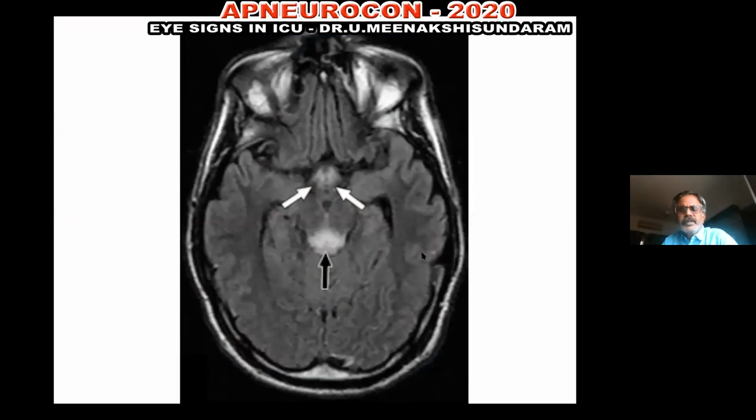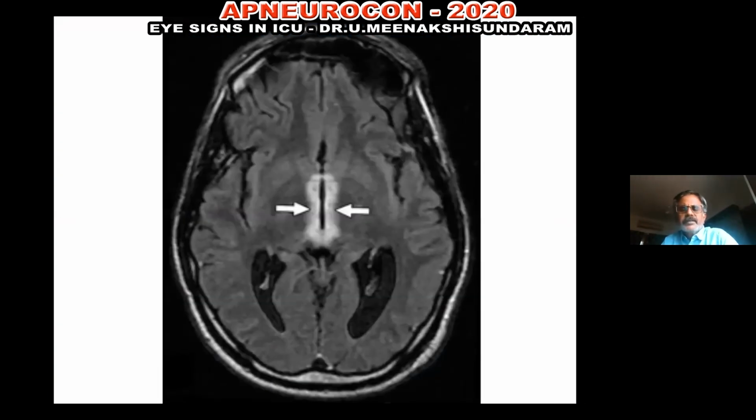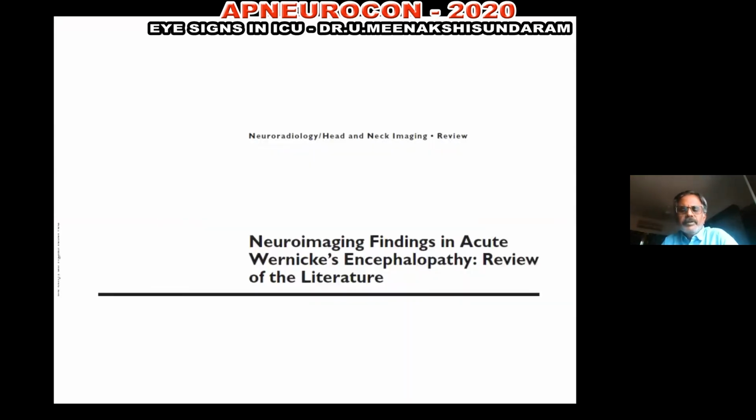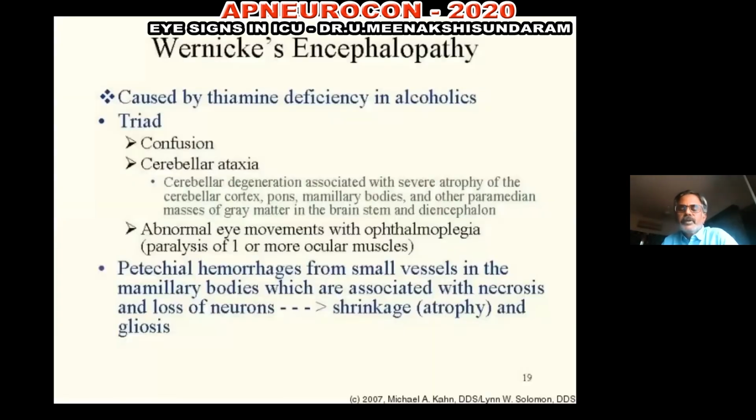I'll skip this. Okay. So when you see an MRI like this, and with other features like this, what are we likely to think of? We're likely to think of Wernicke's encephalopathy in a patient who was confused, who has eye movement abnormalities, and shows MRI changes. Then we know that Wernicke's encephalopathy is caused by thiamine deficiency, and the triad is confusion, cerebral ataxia, and ophthalmoparesis, paralysis of one or more ocular muscles, petechial hemorrhages of small vessels in the mammillary bodies, which are associated with necrosis and loss of neurons, causing shrinkage and gliosis.